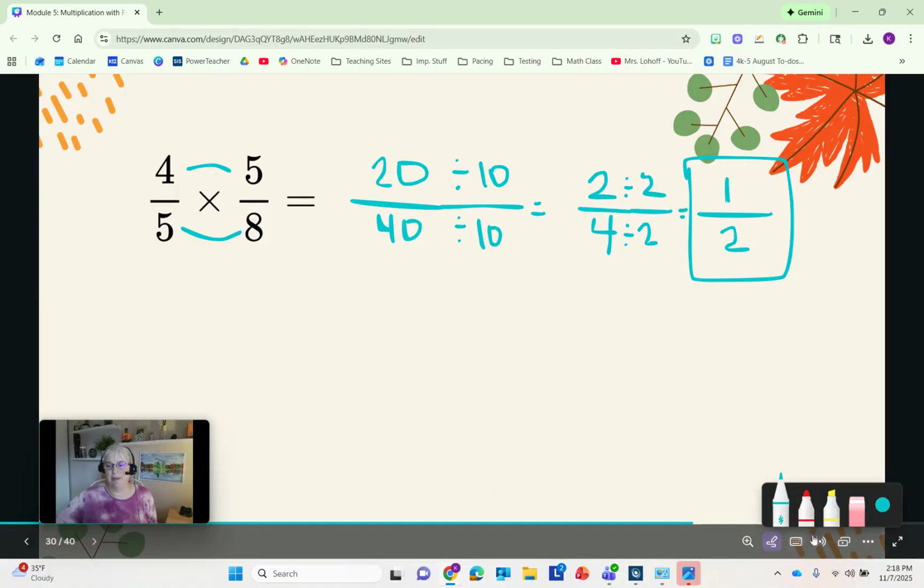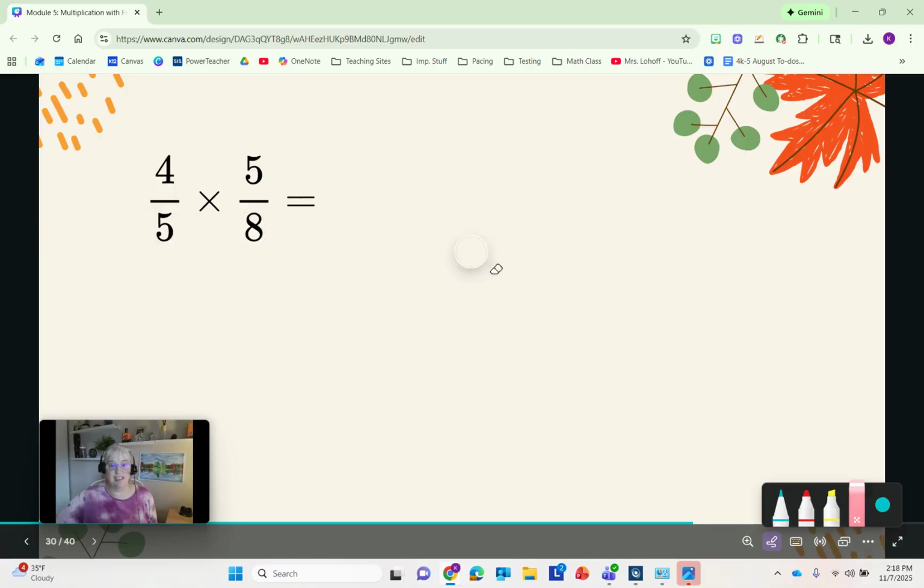I want to show you another little trick. If you use this trick, great. If this trick is confusing to you, then don't worry about it. You don't have to use this trick. It saves you time in the end. But if it's confusing, just go ahead and multiply the top numbers, multiply the bottom numbers, and then reduce your fraction.